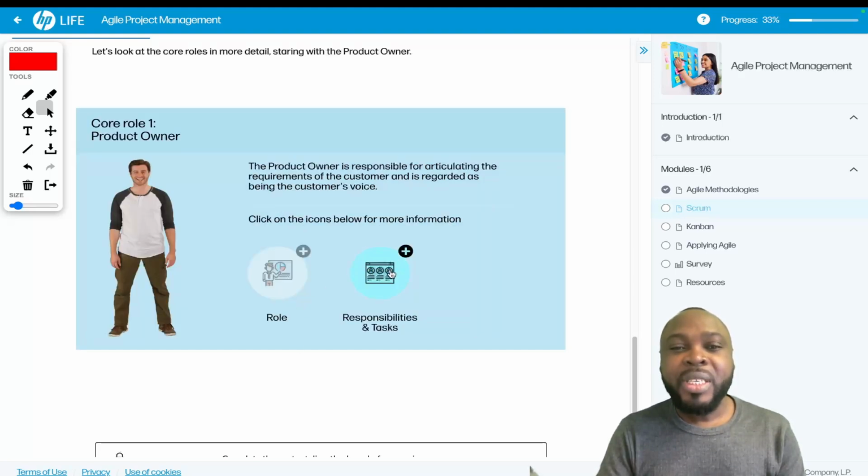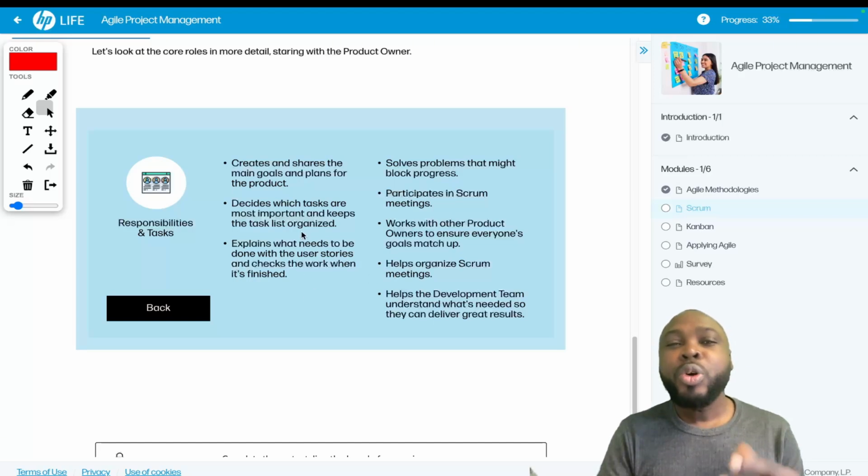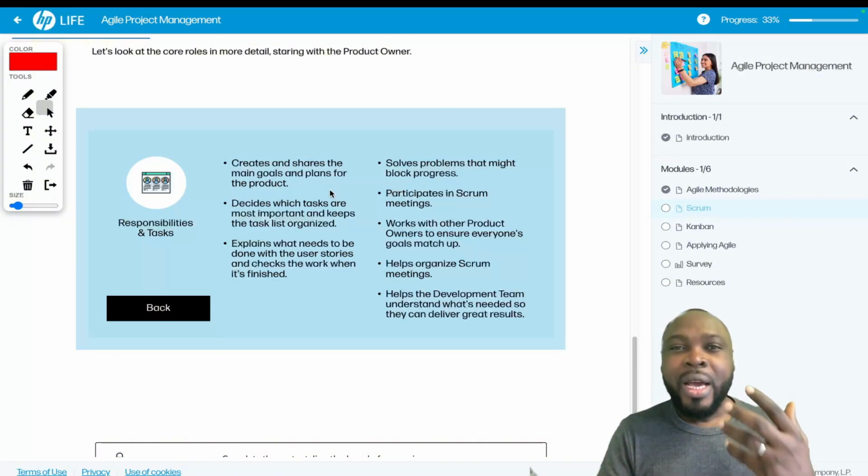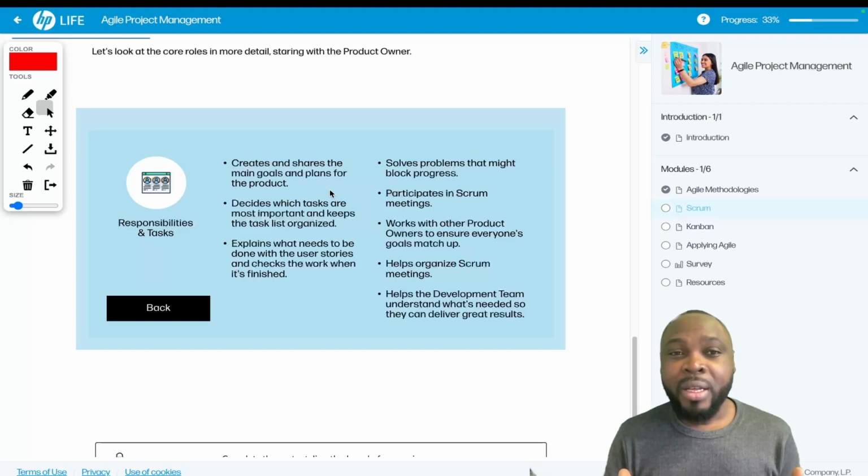So what are the responsibilities and tasks of the product owner? The product owner creates and shares the main goal and plans for the product. So he has the original plan from the user, he shares it with the team, we discuss, we collaborate during the sprint planning. He also decides which tasks are most important and keeps the task list organized. So there is a list of tasks, a list of values, a list of features and functionalities to be delivered, to be deployed, to be built, and this is the person who lists them. He prioritizes them, he categorizes them, and makes sure the team is working on what needs to be done at the right time.